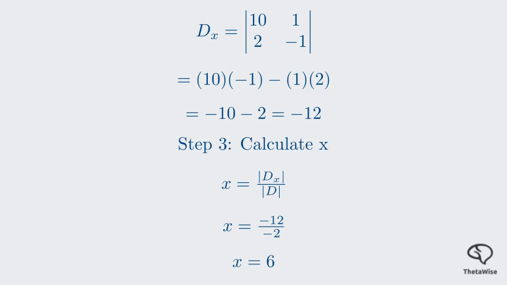So, to recap, we used Cramer's rule to solve the system. We first set up the coefficient matrix and found its determinant D. Then, to find x, we created a new matrix by replacing the x coefficients with the constants from the right side of the equations and found its determinant, D sub X. Finally, we divided D sub X by D to find our value of x.